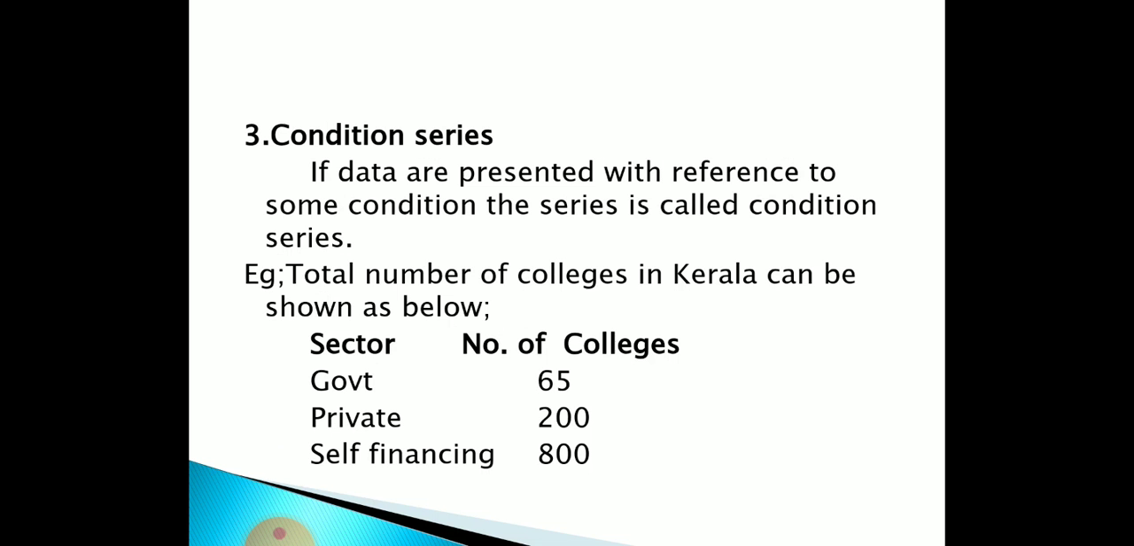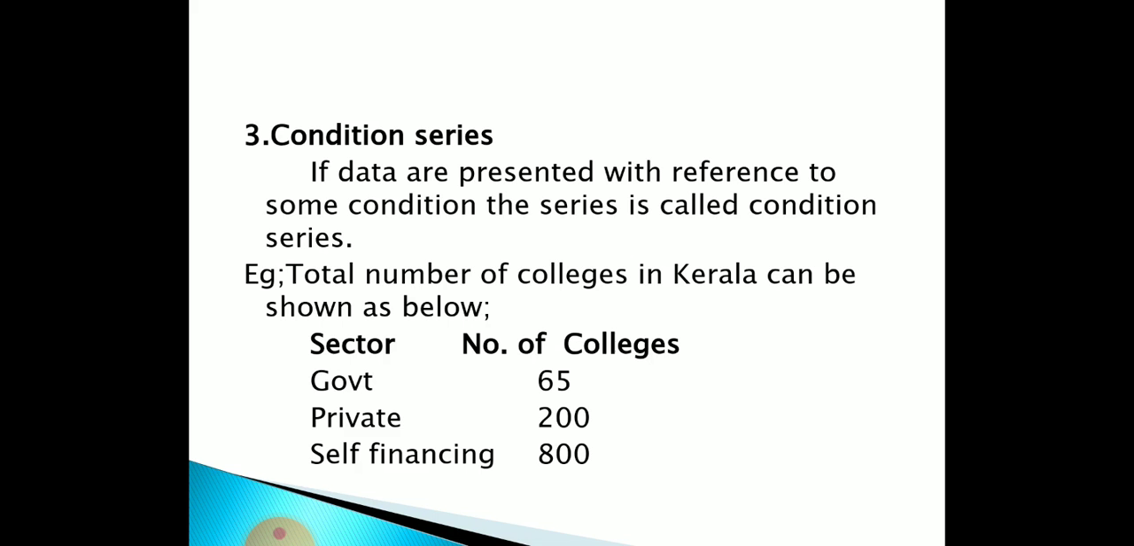And the third one is condition series. If the data are presented with reference to some condition, the series is called condition series. For example, the total number of colleges in Kerala can be categorized into 3 categories: government, private, and self-financing. Okay. Then each category has to satisfy certain conditions.